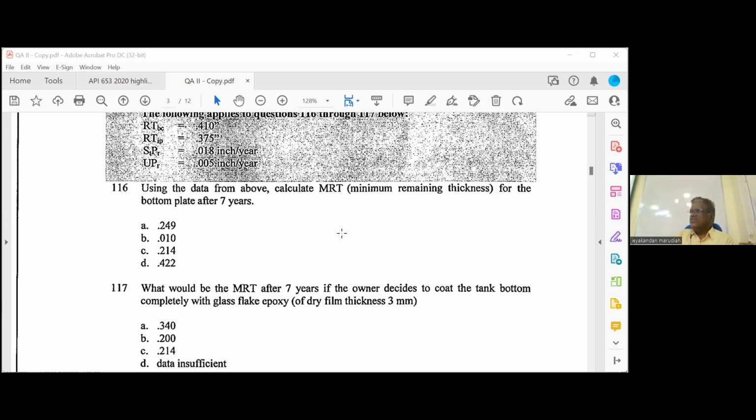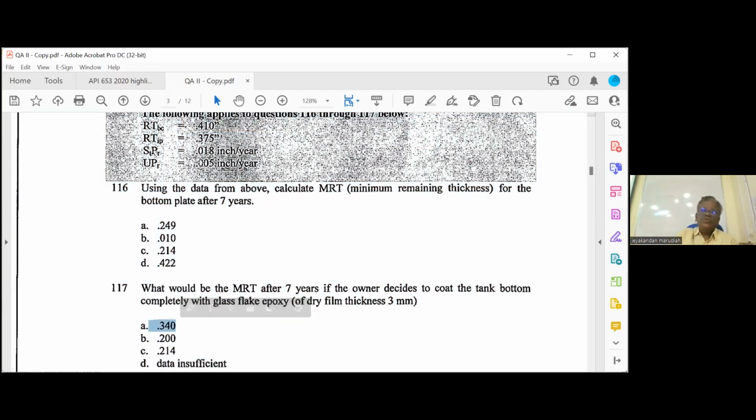After 7 years, what should be the minimum thickness? That is MRT, meaning minimum remaining thickness after 7 years. Now, for example, the first one we got is 0.214. 0.214 is not a problem. But if the thickness is coming less than 0.1, then what do we have to do? We have 3 options. One option is coating. Because when you coat it, you can see the thickness is increasing to 0.34.